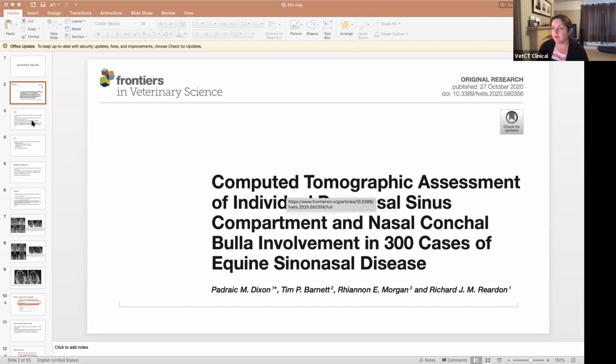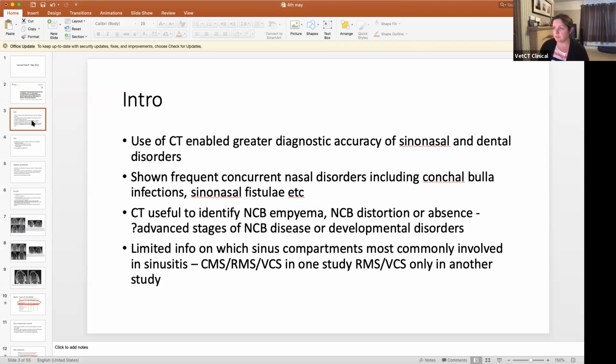Okay, so this paper started by talking about the use of CT enabling greater diagnostic accuracy of sinonasal and dental disorders. They've published a lot on conchobullae anyway, so there's been frequent concurrent nasal disorders detected with CT, including conchobullar infections, sinonasal fistulae, and things like that. They argue that CT is very useful to identify nasal conchobullar empyema, distortion, or absence.